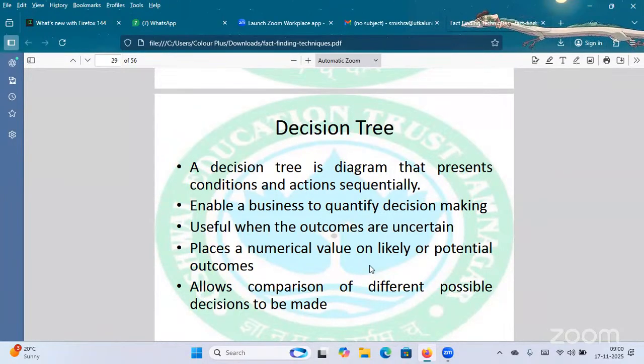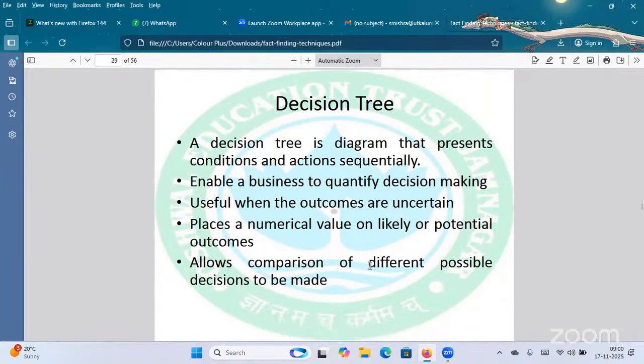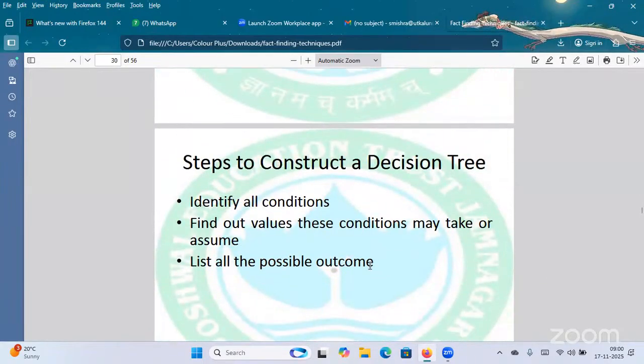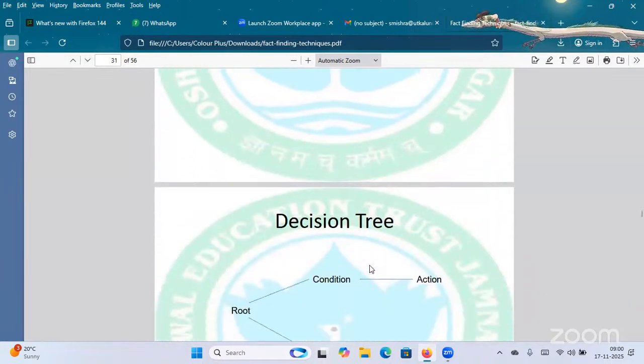That is, it is useful when the outcomes are uncertain. We'll take an example and you will better understand from the example. So if the system analyst thinks that the outcomes are uncertain, then they will think of a decision tree. It places a numerical value on unlikely or potential outcomes. It allows the comparison of different possible decisions to be made. Step 2, construct a decision tree. Identify all conditions, find out the values these conditions may take or assume, list all the possible outcomes.